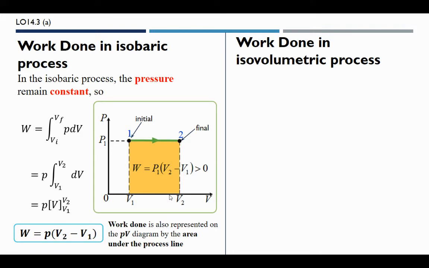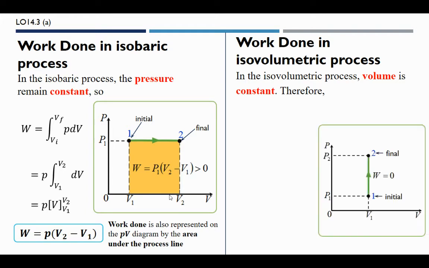Next, work done in an isovolumetric process. In the isovolumetric process, volume is constant. Therefore, there is no change in volume, dV is equal to 0. Hence, no work is done during the process. As you can see from the graph over here, there is no area under the graph as well. So work is equal to 0.